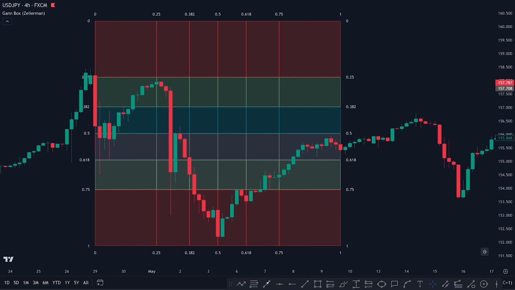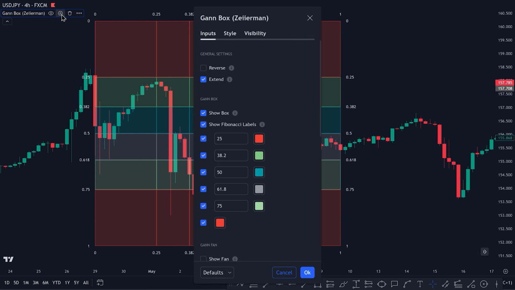Now, let's delve into the other components of the Gann Box indicator by adjusting the settings. In the input settings, you will find various options to customize the indicator. The reverse setting changes the orientation of labels and calculations within the Gann Box, providing alternative analytical perspectives. This can be useful in different market conditions or analysis scenarios. The extend setting allows you to extend the drawing of Gann lines or boxes into the future beyond the current last bar, which is essential for forecasting future price movements and identifying potential support or resistance levels that lie outside the current price action.